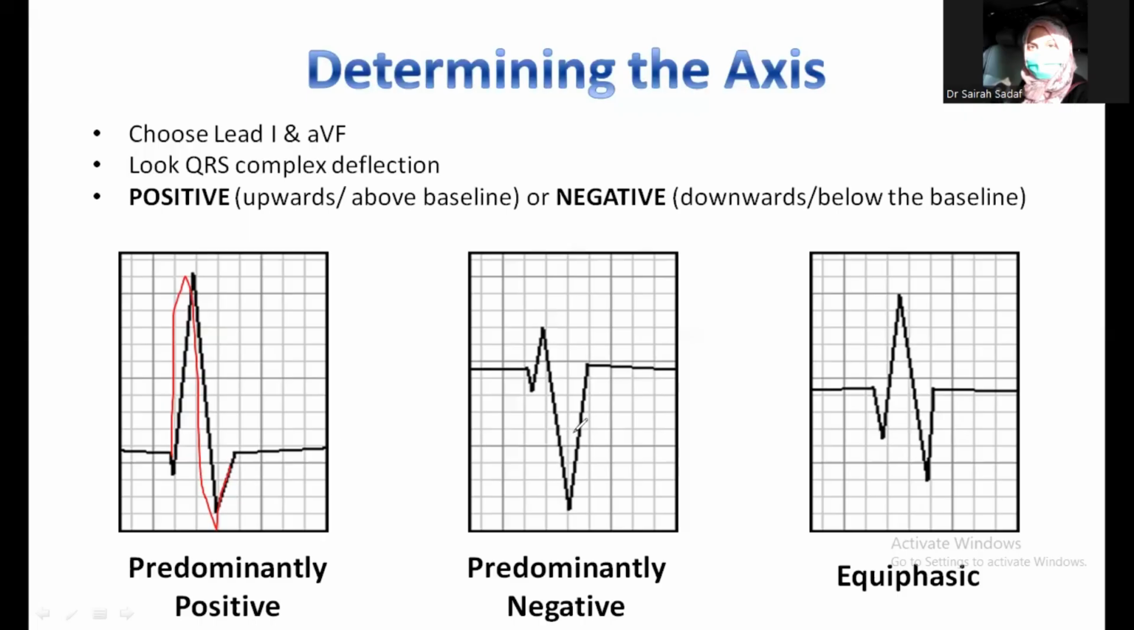And in this ECG tracing, we have an R wave and an S wave. Which one is more prominent? S wave is more prominent, so you will say we have a predominantly negative deflection. Why? Because the S wave is deeper than the R. And what is equiphasic? When both are of equal size, height, or depth.